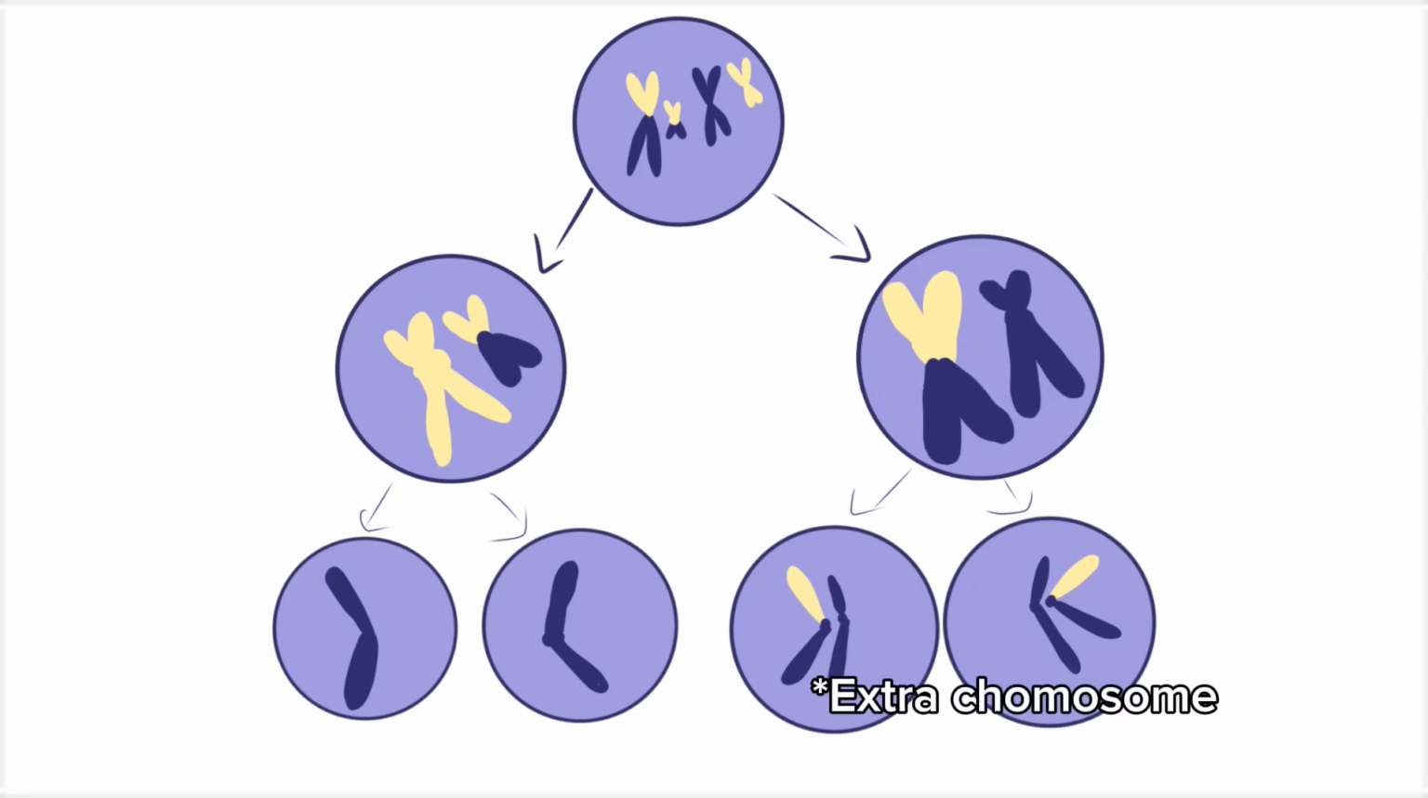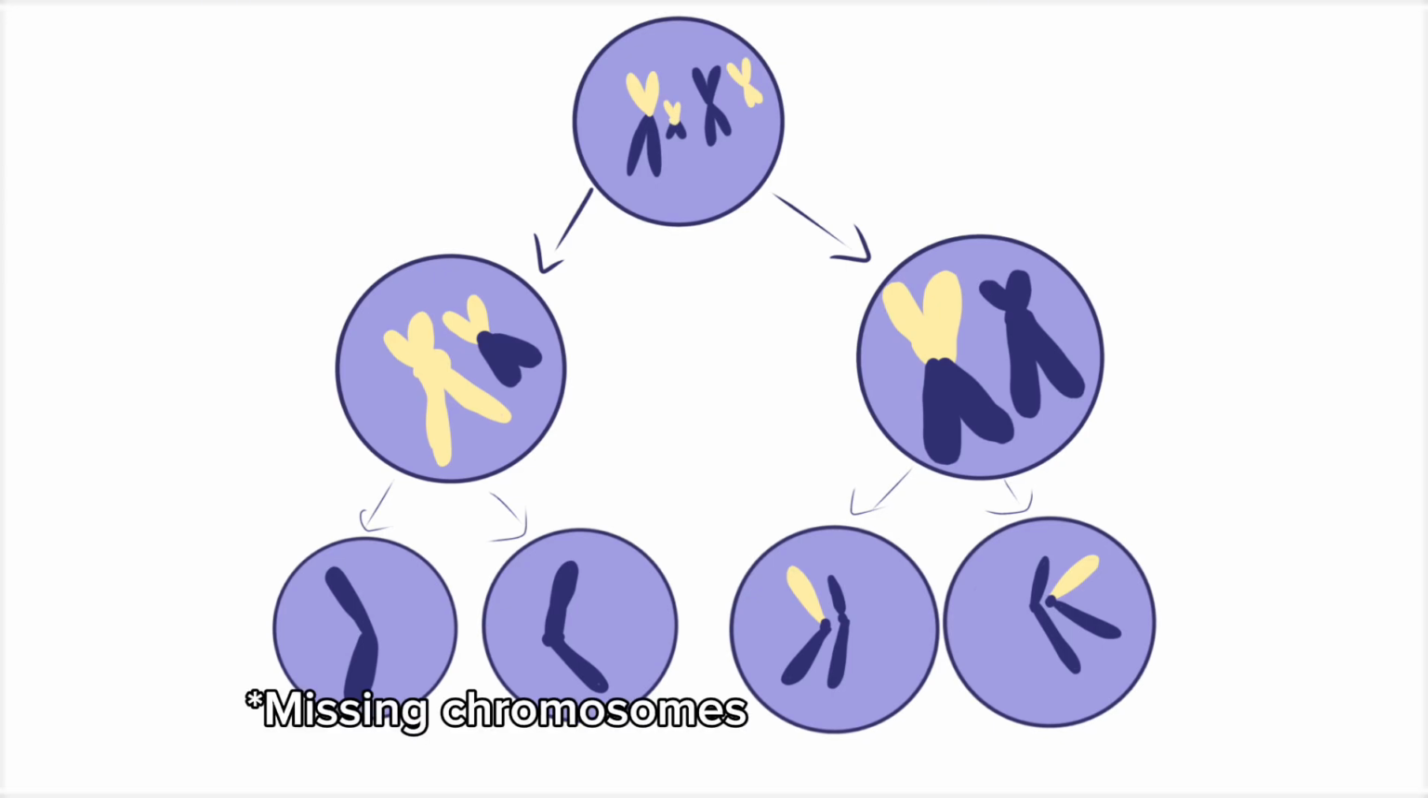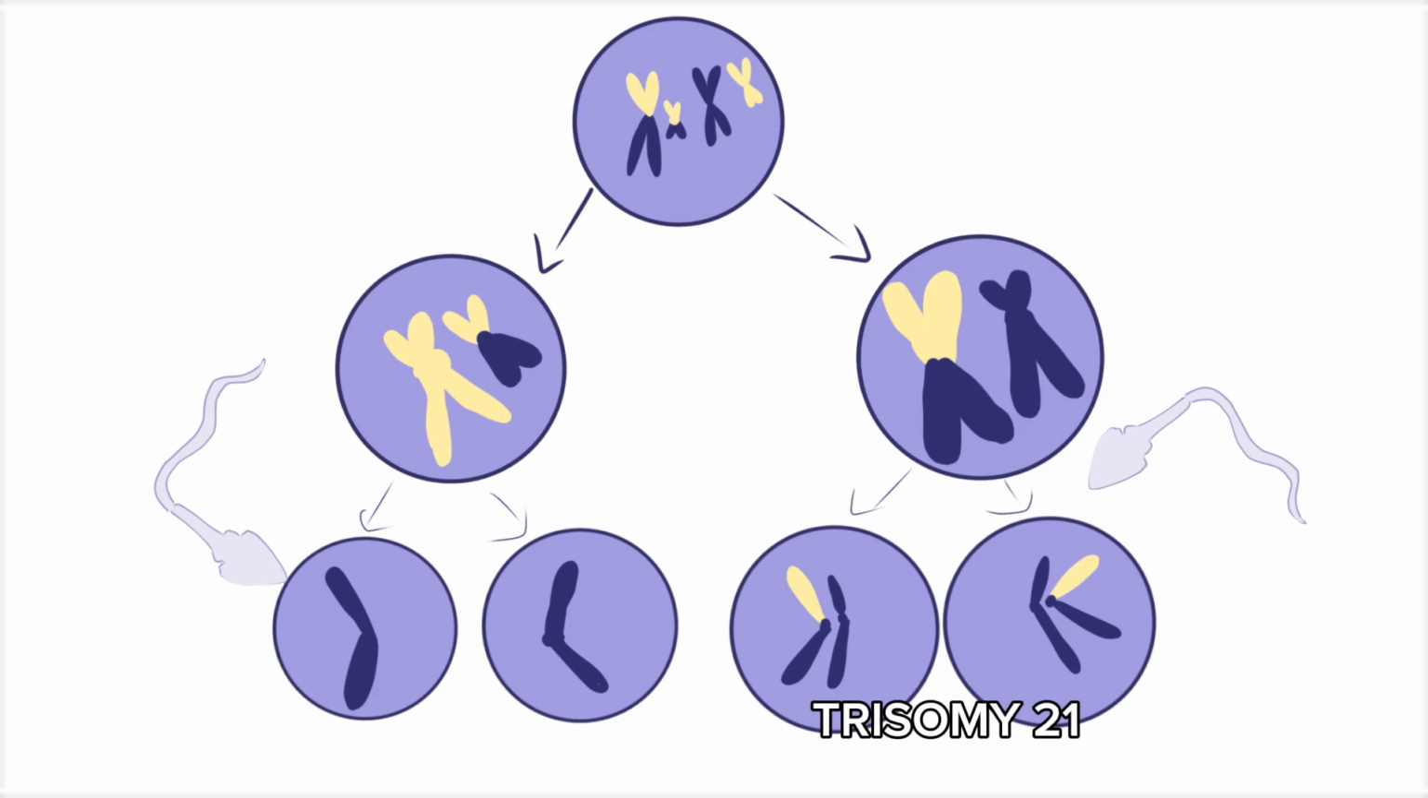The long arms have an extra chromosome 21. Since the long arms carry most of the genetic material for both chromosomes 21 and 14, both the short arms are missing chromosomes. Combine these with the sperm cell and you have trisomy 21 with the long arms and monosomy 21 with the short arms because it's missing a chromosome 21.